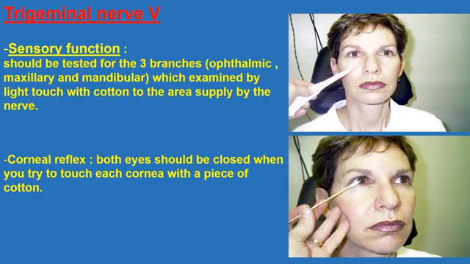Moving to the examination of the fifth cranial nerve, which is the trigeminal nerve, which is important for us as dentists. The trigeminal nerve, as we know, is divided into 3 parts: ophthalmic, maxillary, and mandibular. And it is a mixed nerve.